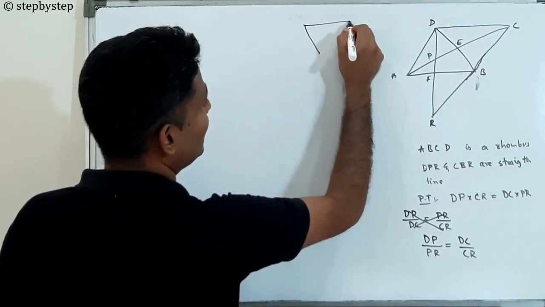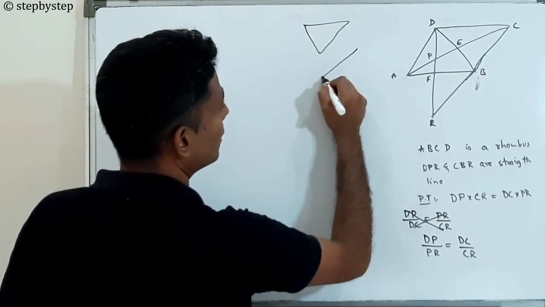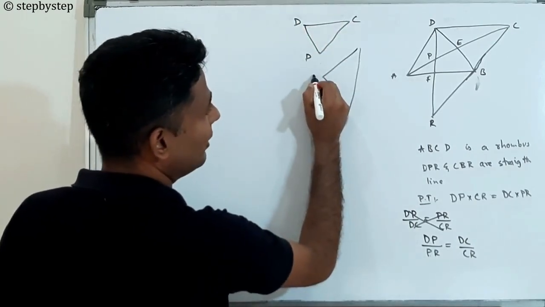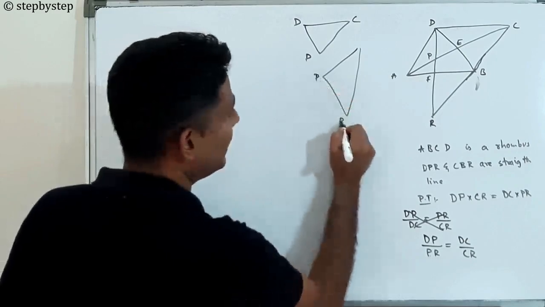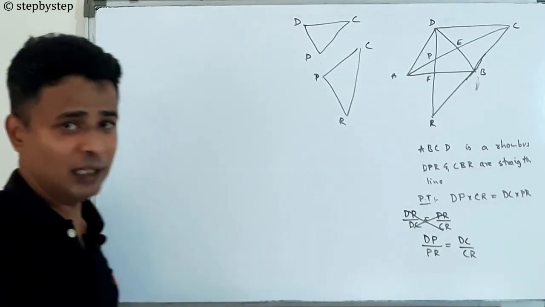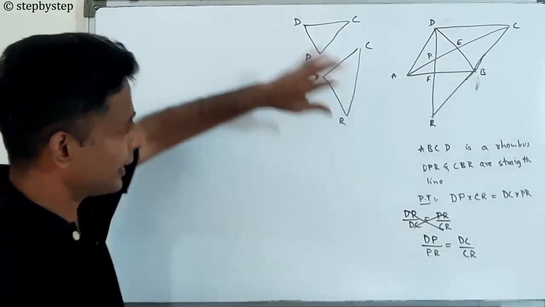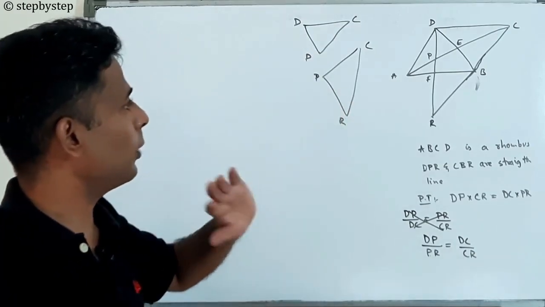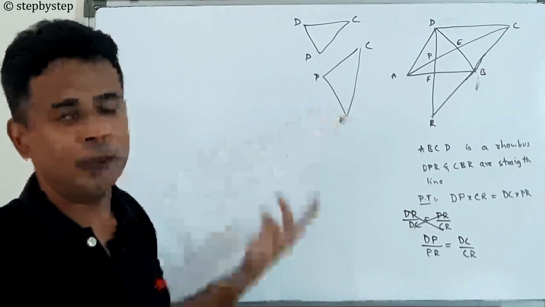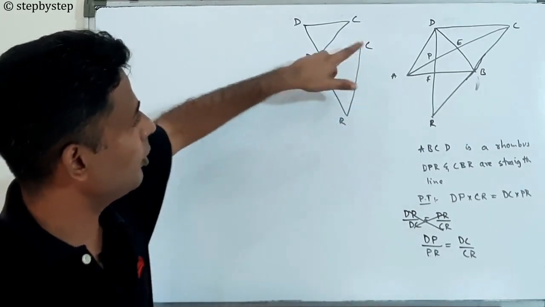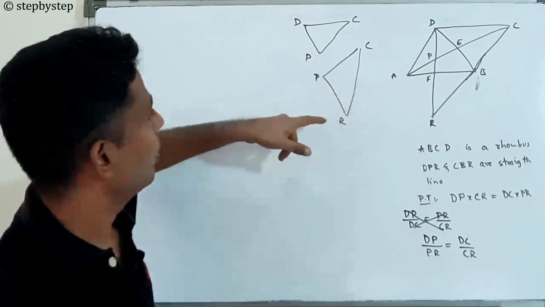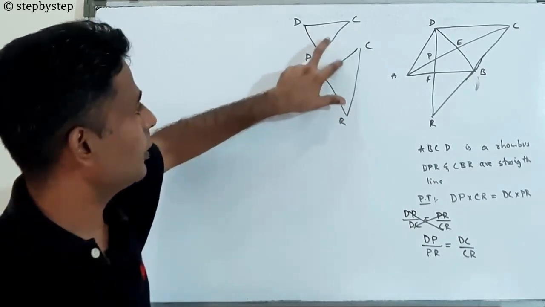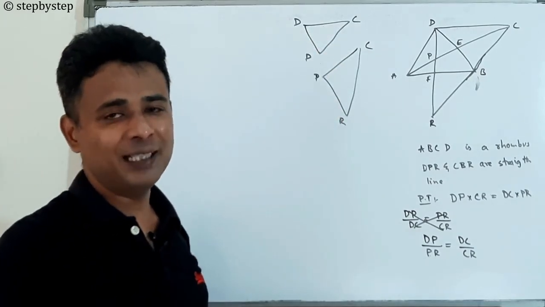So I have to take this and this. So DCP and PRC. This is the only other possibility. But guys, whatever you do, you will not be able to prove these two triangles are similar. You will not be able to prove any angle is equal to any angle, nor can you talk about the sides. So there is no chance that you can prove these two triangles are similar, which means you need to think.